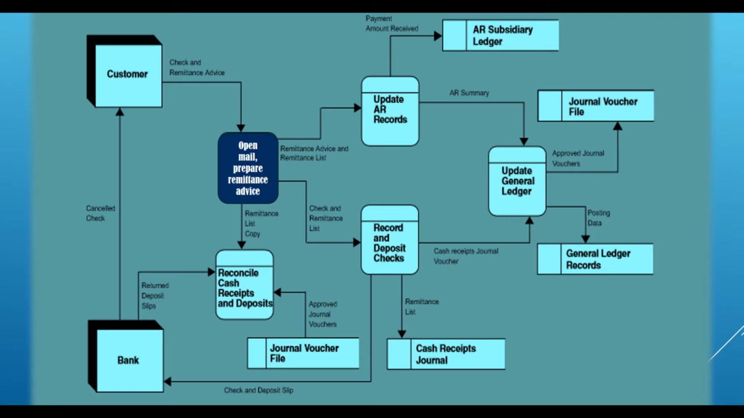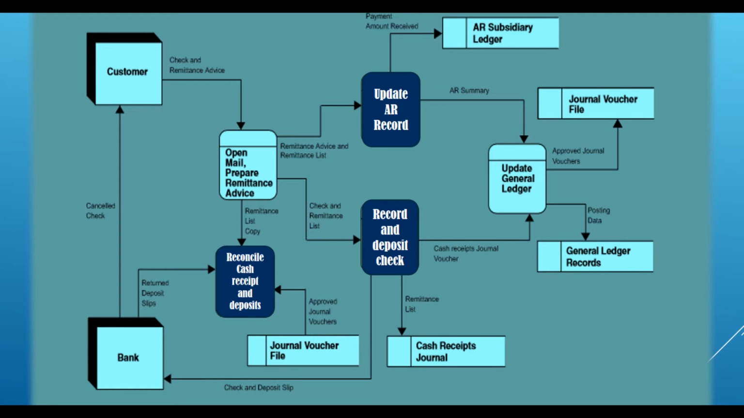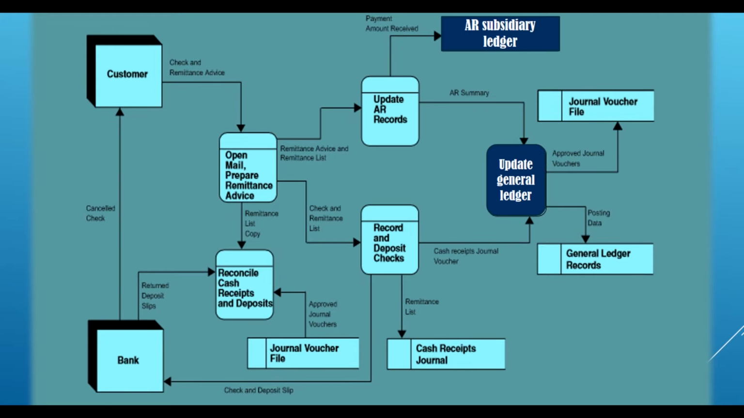The clerk is going to prepare 3 copies, where the original copy will be sent with the checks to the record and deposit checks function. The second copy with the remittance advice will be sent to AR records. And the third copy will be used to reconcile cash receipts and deposits. Then go back to the AR records. The payment amounts received are used to post in the AR subsidiary ledger, while the AR summary will be sent to the general ledger function to be updated.